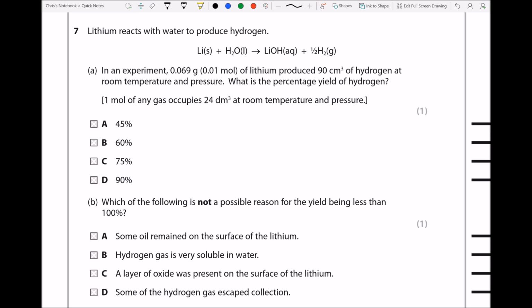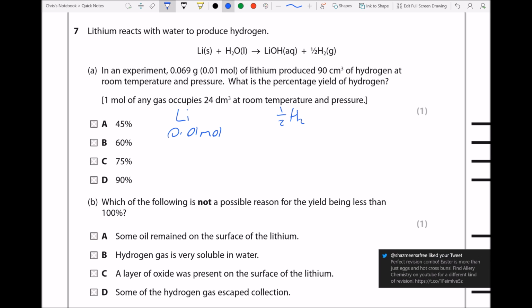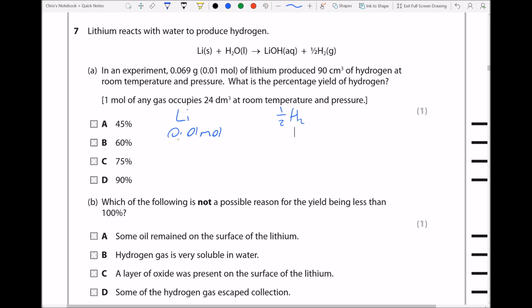So we're just going to forget the rest of the ones in there. We're just going to focus on lithium and hydrogen. Right, so what we've been told is we have 0.01 moles of lithium. Now half the amount of hydrogen is basically half the number of moles of this. So if we take this and divide it by 2, we should get the number of moles of hydrogen. That's going to give us 5 times 10 to the minus 3 moles.